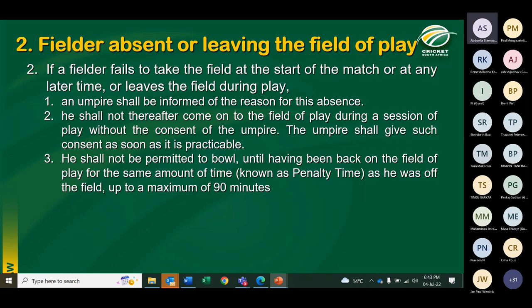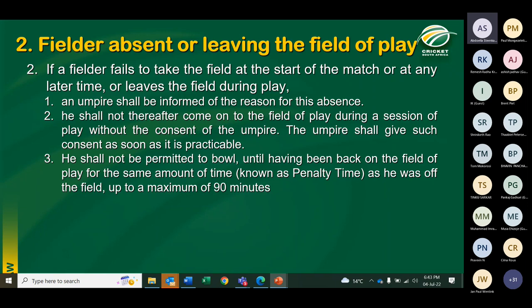Then you also tell the player, Johnny, when you return, please inform either of the umpires when you return to the field of play. You also tell his captain to inform you when Johnny is returning to the field of play. And when Johnny returns, you take out your notebook, write down the time that he returned, and then calculate the amount of time that he was off the field of play.